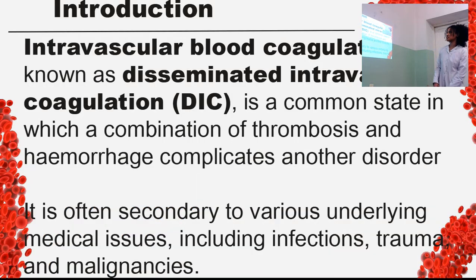Okay, so introduction. Intravascular blood coagulation is also known as disseminated intravascular coagulation. That's where the name came from, DIC. And it's a common state in which a combination of thrombosis and hemorrhage complicates another disorder. It's often secondary to various underlying medical issues like infections, trauma, and malignancies.